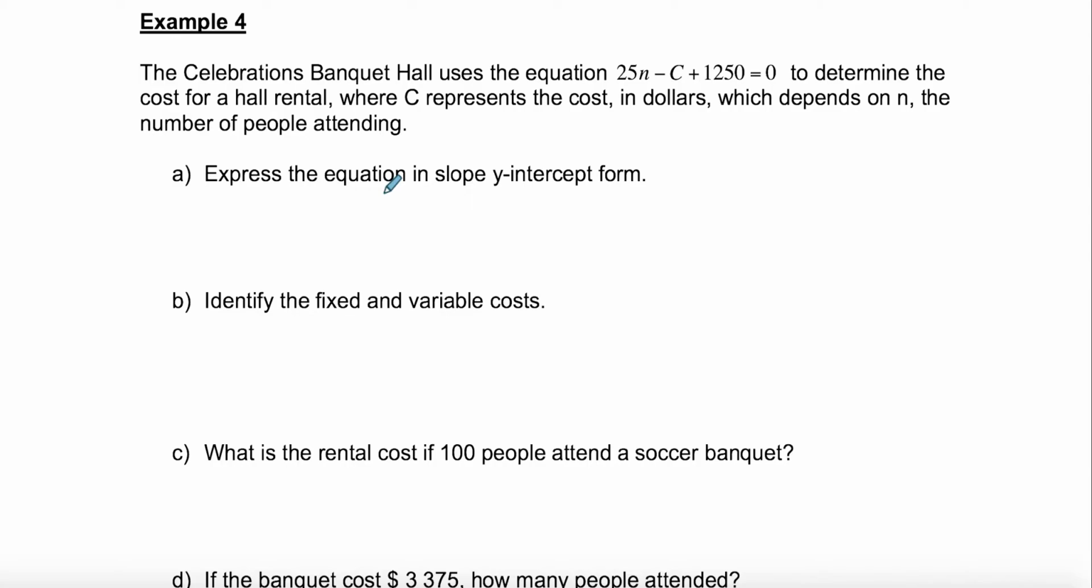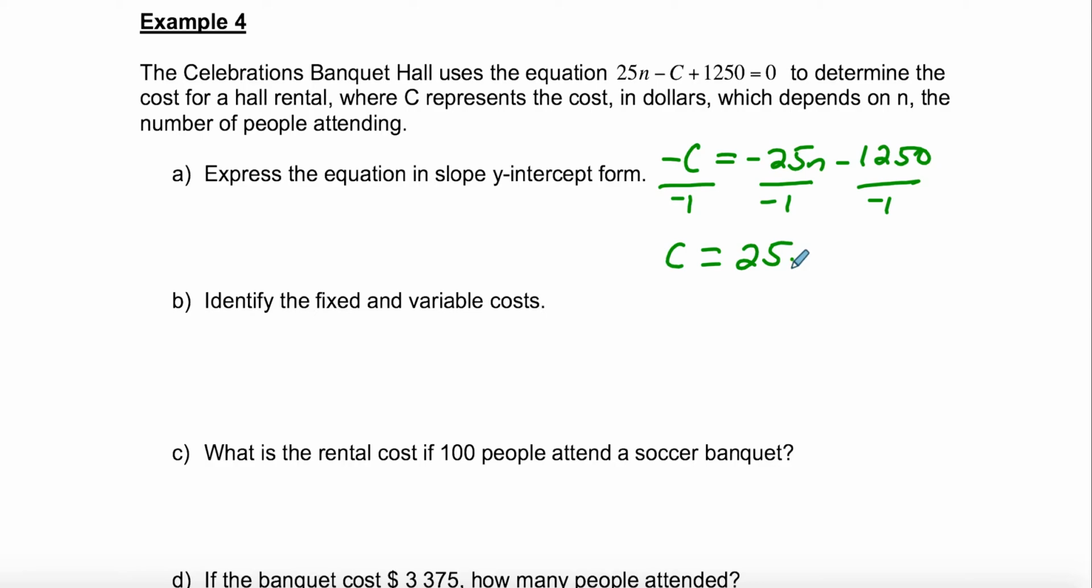So imagine that our C is our y. So the cost, I'm going to leave it where it is. I'm going to move the other terms to the other side, so they have to change signs when they move. And then I want to divide everything by -1 because I don't like negative C. I just want that all to be positive at the front. So I get C equals 25N plus 1,250.